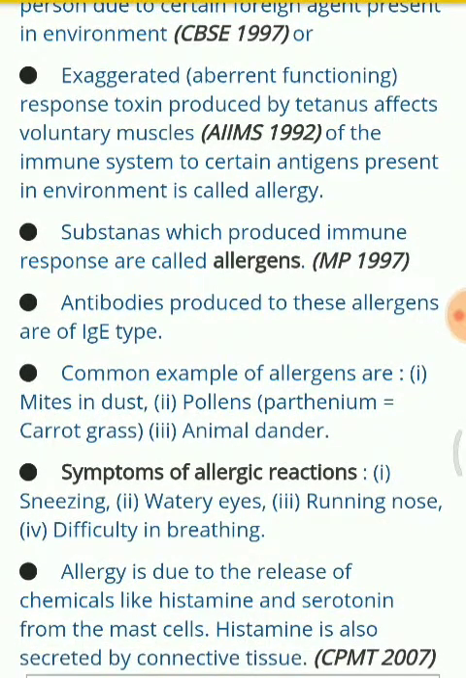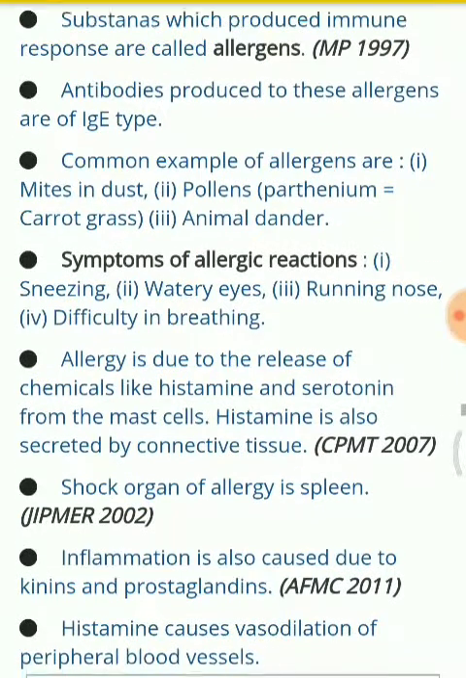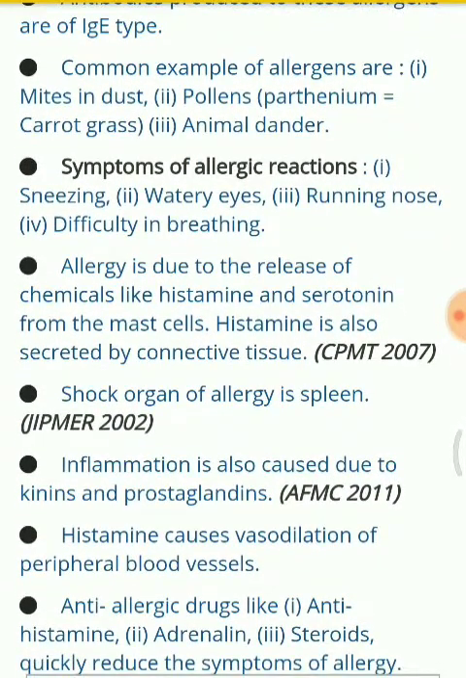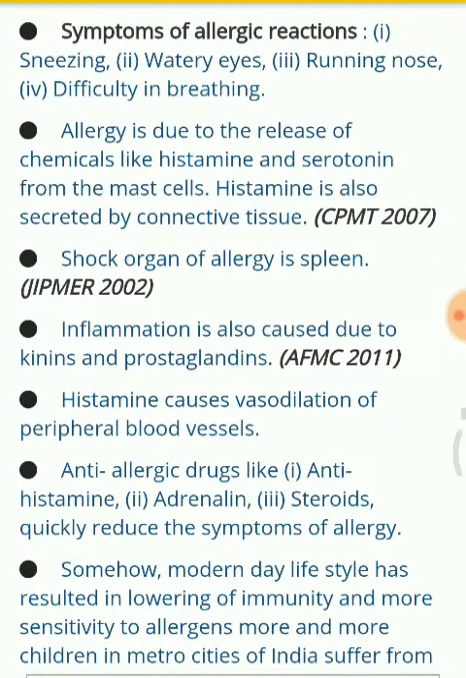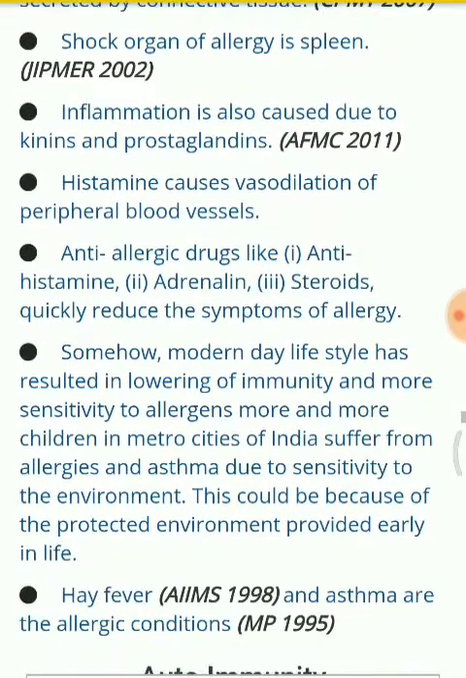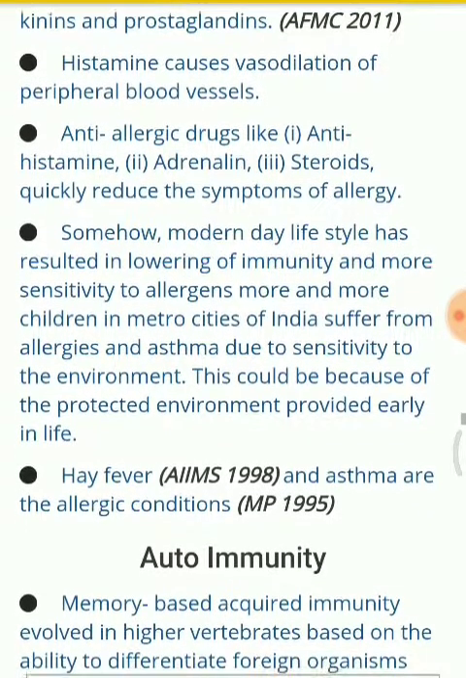The most common examples of allergens are mites in dust, pollens, Parthenium, carrot grass, and animal dander. Symptoms of allergic reactions: sneezing, watery eyes, running nose, and difficulty in breathing. Allergy is due to the release of chemicals like histamine and serotonin from the mast cells. Histamine is also secreted by connective tissue. The shock organ of allergy is the spleen. Inflammation is also caused by kinins and prostaglandins. Histamine causes vasodilation of peripheral blood vessels. Anti-allergic drugs like antihistamine, adrenaline, and steroids quickly reduce the symptoms of allergy.